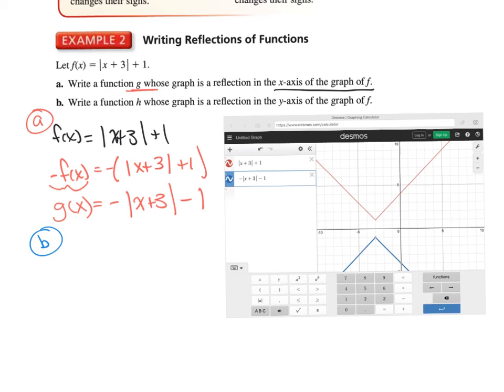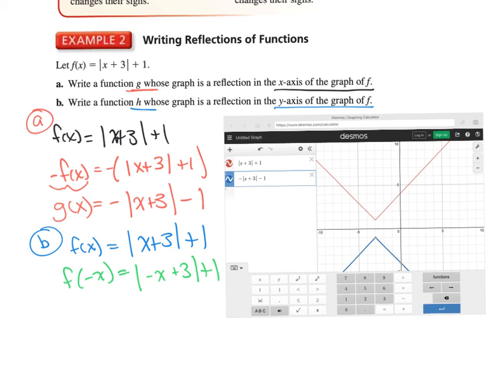Again, they want us to write a function h whose graph is a reflection over the y-axis of the graph of f, so the original function. If you look back at the notes higher up on the previous section, the negative on horizontal reflections is inside the function, okay? So that is f of negative x. So we're going to plug in negative x inside our function. Everywhere you see an x, you replace it with negative x, and everything else stays the same.